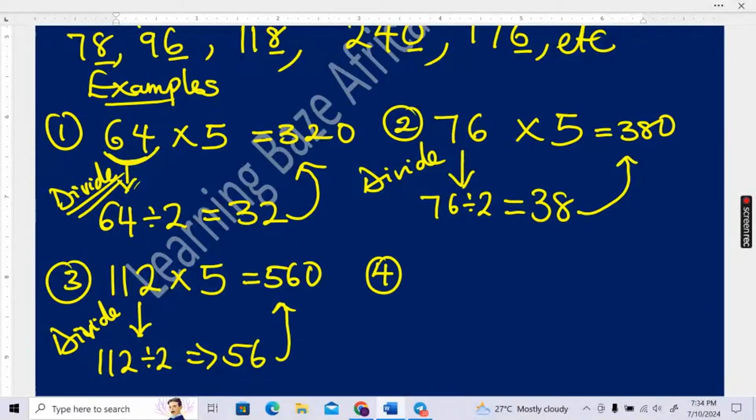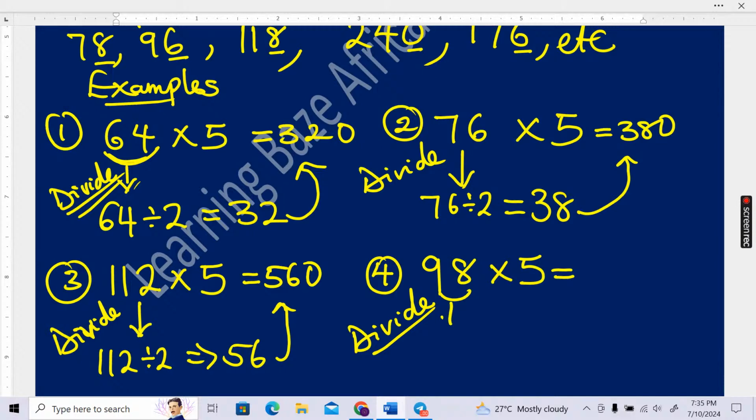Now, another example is this. What is 98 times 5? So, what should you do first? Divide the even number.